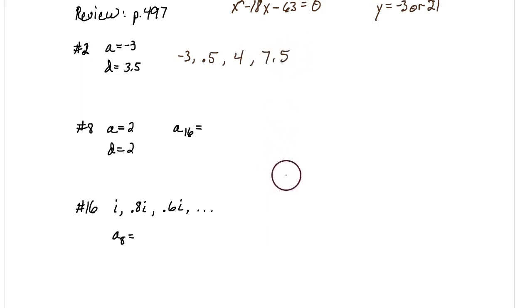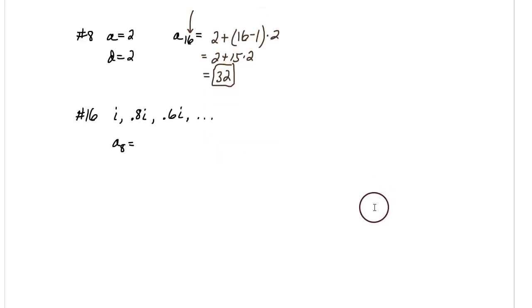Number 8. Find the nth term of the sequence using the given information. So we're given the first term is 2, we're given the value of D, and we want to find the 16th term. So let's use our formula. You take the first number 2 plus, and then n minus 1 times the value of D. So this becomes 2 plus 15 times 2, which makes 32.